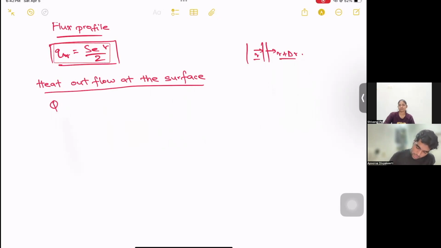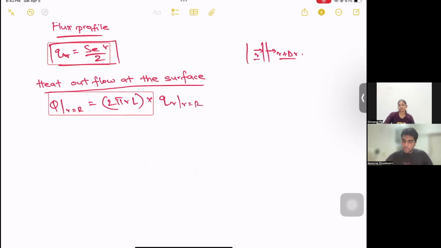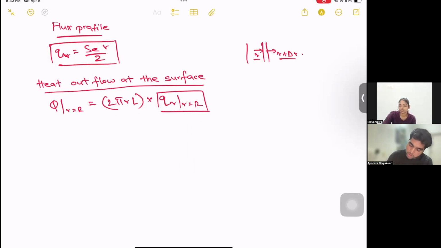So heat at R is, with area 2 pi R L, multiplied by q_r at r equals R. Okay, so now we know q_r at r equals R is S_e R by 2.